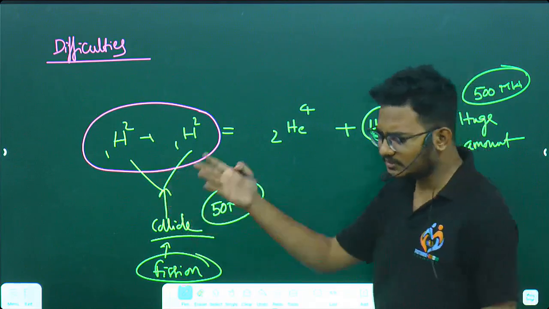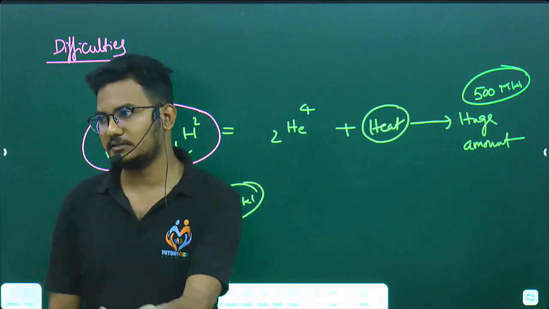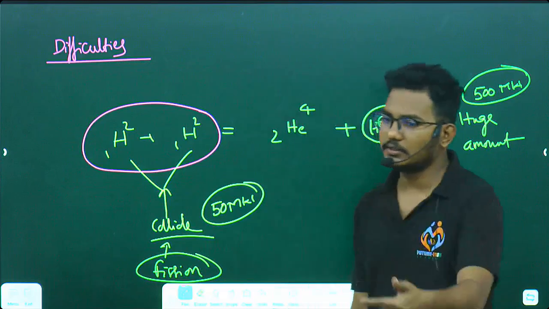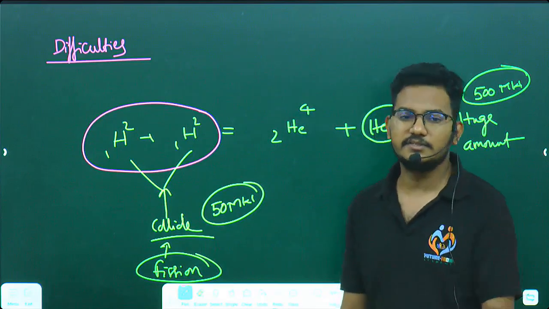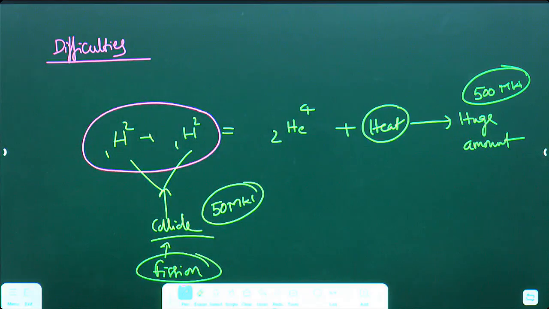Understood? So in UPSC, they may ask you a statement like, to start the process of fusion, we need energy through fission. Yes, it is correct. Keep a note point over there. To start the process of fusion, we need energy through fission.